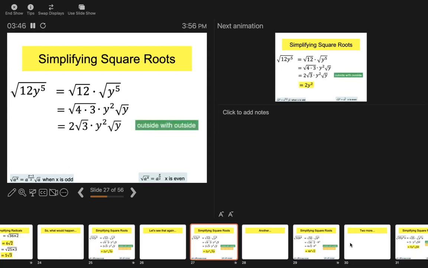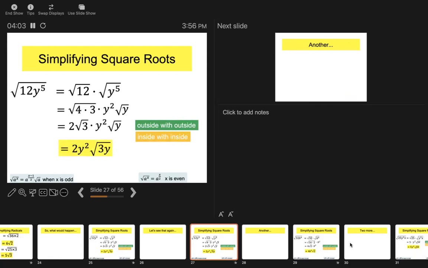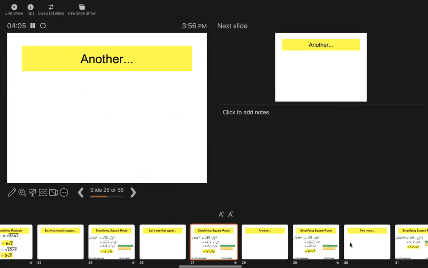And now we multiply outsides with outsides, insides with insides. So the things on the outside are 2 and y squared, so 2y squared. And the things on the inside, that means the things that are underneath the square root symbol, are 3 and y. 3 times y is 3y. And that's your final answer. We'll do a bunch of these, don't panic.